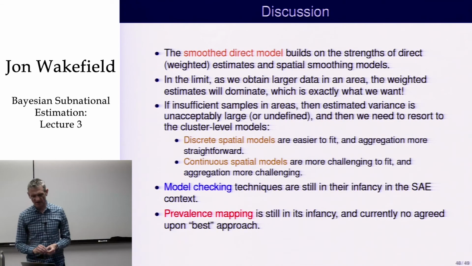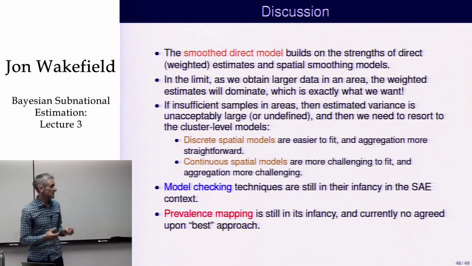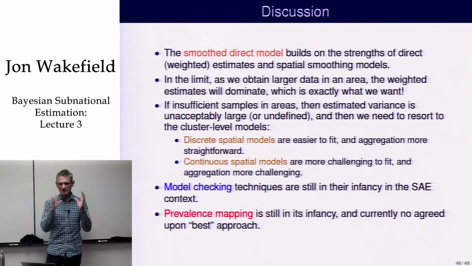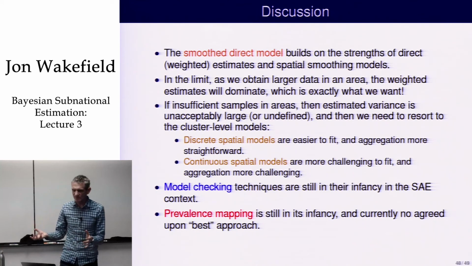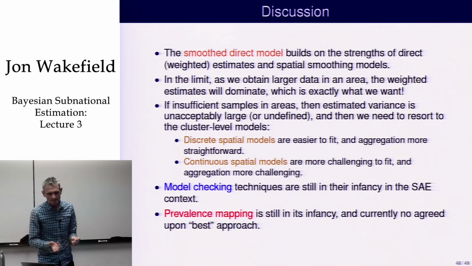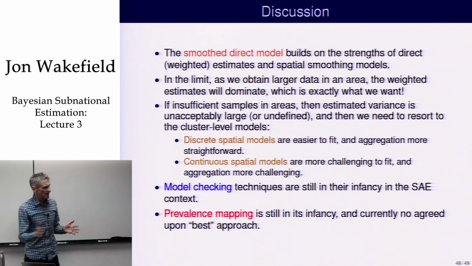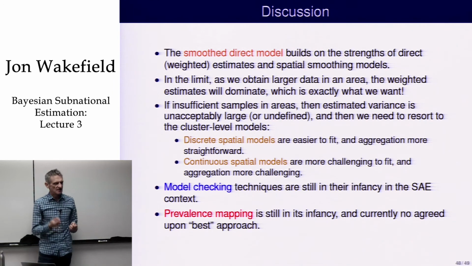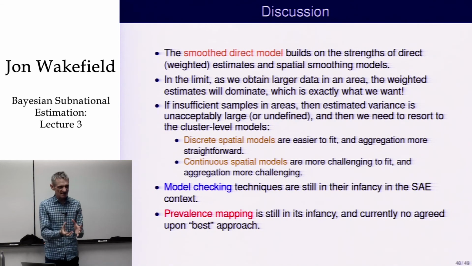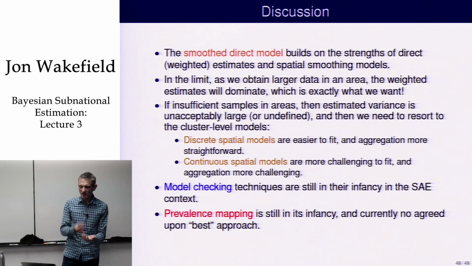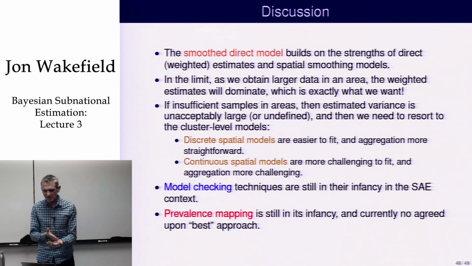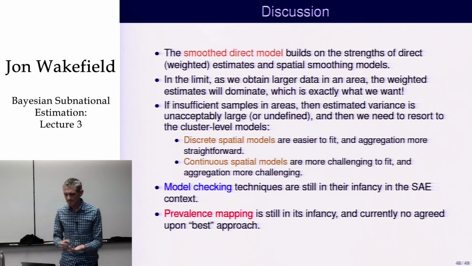Okay, so just finally, the smooth direct model is very appealing because it builds on the strengths of all the survey sampling methodology. With these good properties of weighted estimators, it allows us to use that along with spatial smoothing models in a very simple way. And as we get more and more data, the usual way that Bayes' theorem works is that the likelihood is concentrated on. The likelihood here is the distribution of the weighted estimator. So as we get more and more data in an area, we will focus in on the weighted estimator, which is exactly the behavior we want.